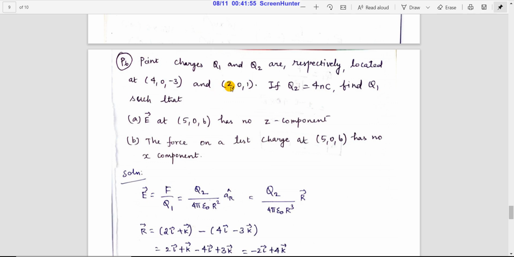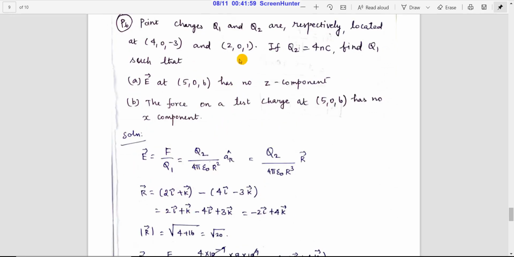This point into this point. So you have to find out 2i vector plus k vector, because this point can be written like this: 2 into i vector plus k vector, and this point, 4, 0, minus 3, can be written as 4i vector minus 3k vector.